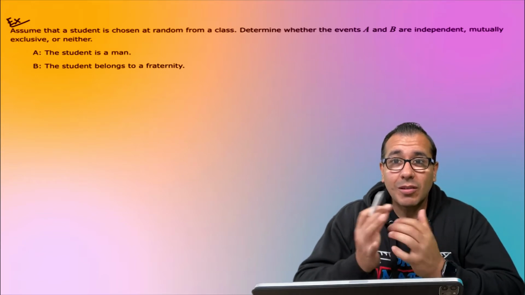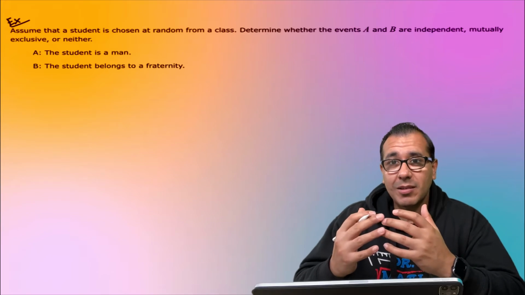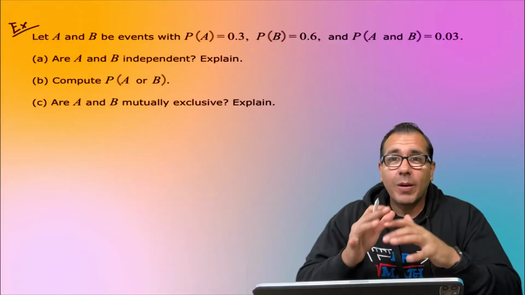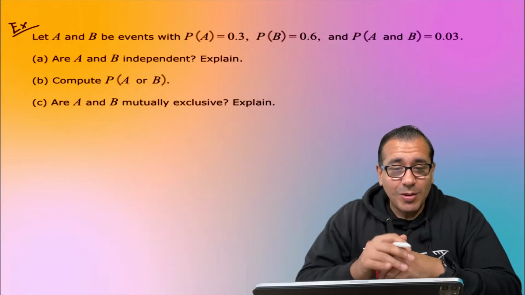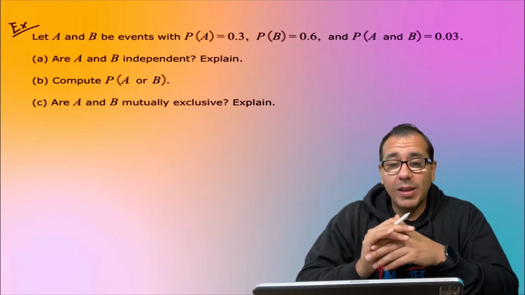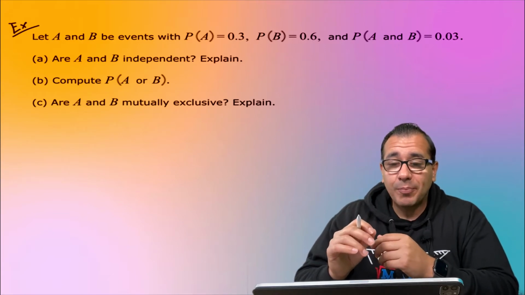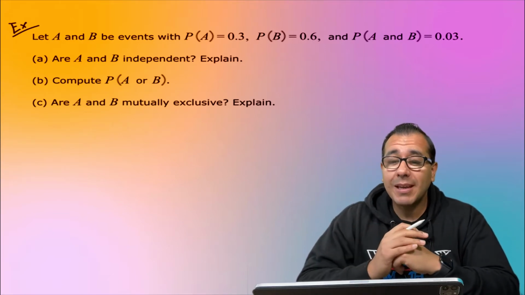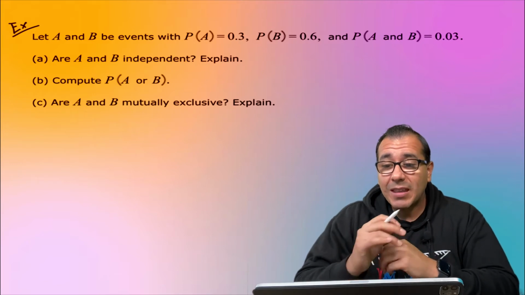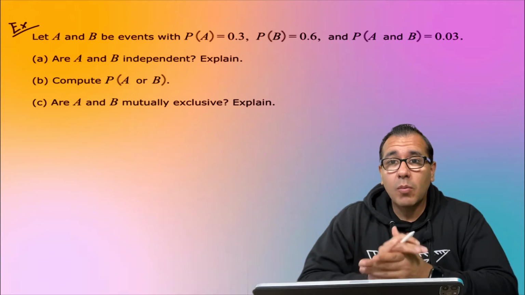All right, so let's look at some numbers now. Let's look at another example where we actually have to make some calculations. Let A and B be events, with the probability of A taking place being 0.3, the probability of B taking place being 0.6, and the probability of both of them happening, A and B, being 0.03.